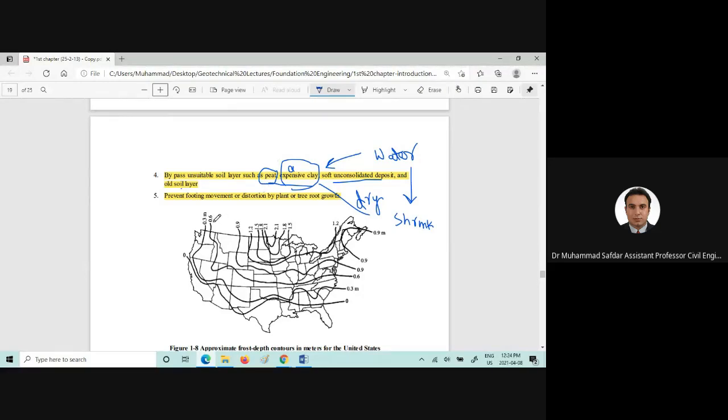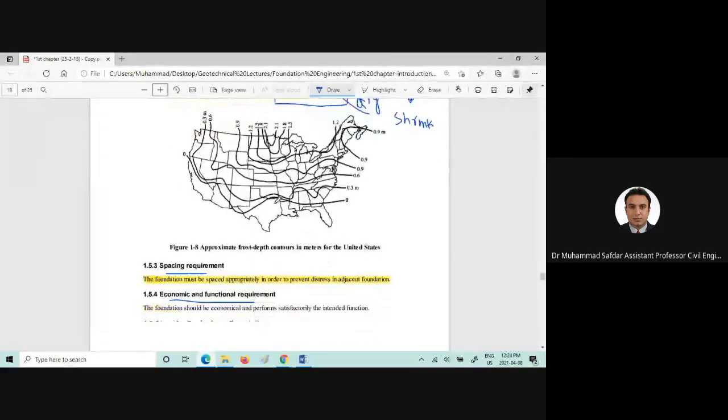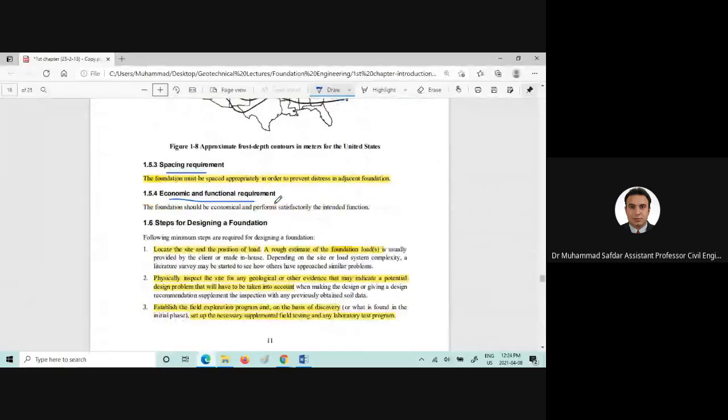Prevent footing movement by distortion from plant roots. This can also occur. Sometimes you need to provide the depth of the foundations so that you can avoid unnecessary cracking and differential settlements due to the plants, roots, etc. Now the spacing requirement, if you remember from the pressure bulbs, there are pressure bulbs beneath the foundations and nearby the foundations, so these can also stress the adjacent foundation. Therefore a certain spacing should be provided between the foundations.